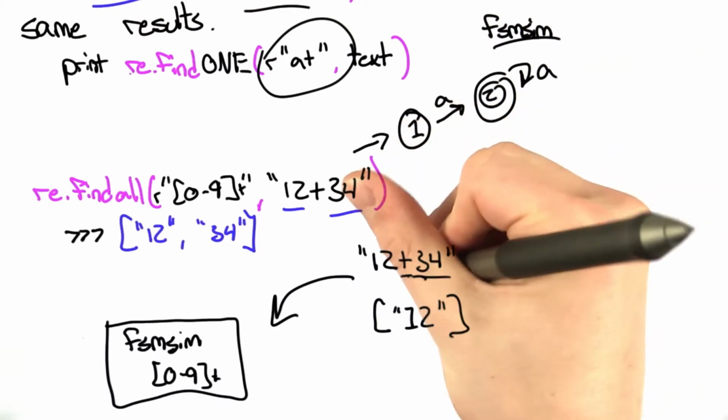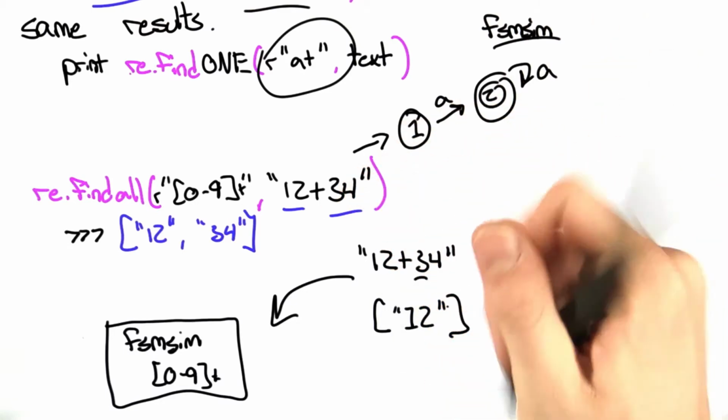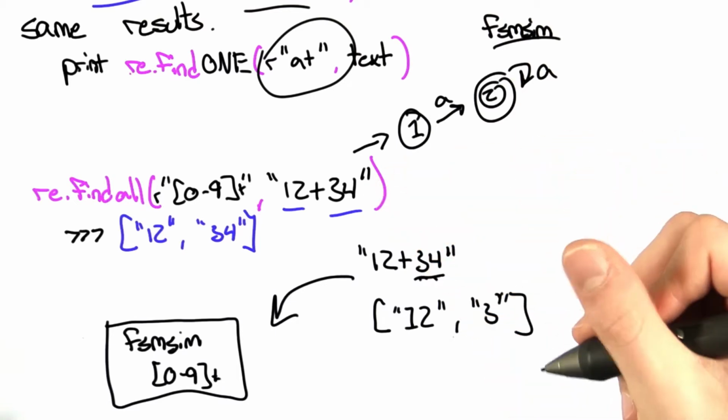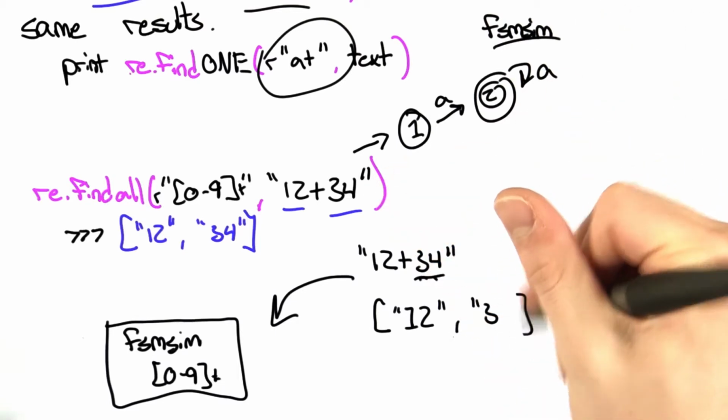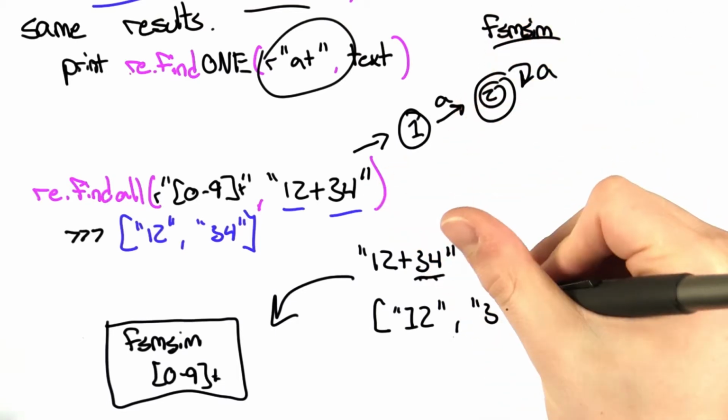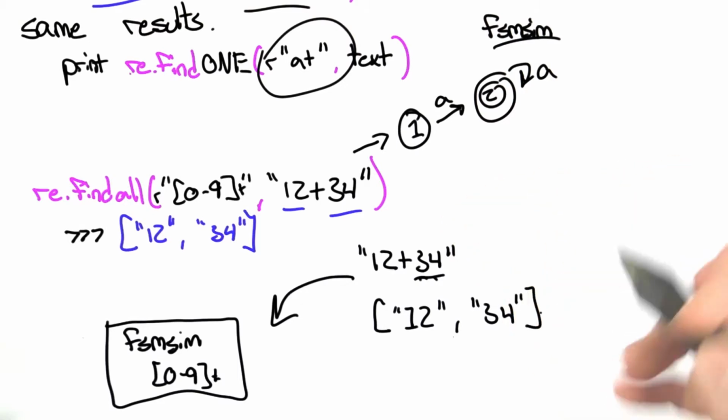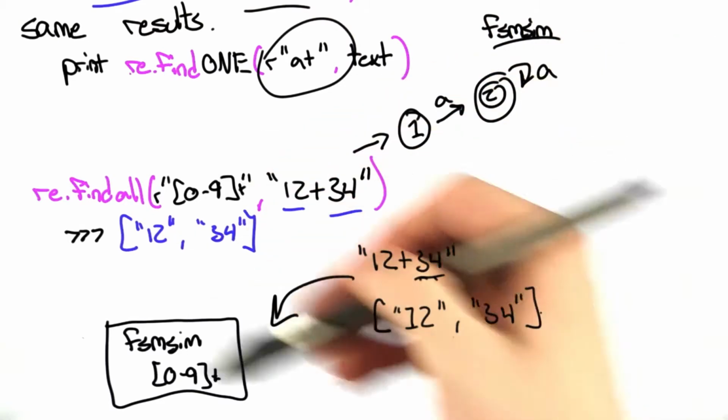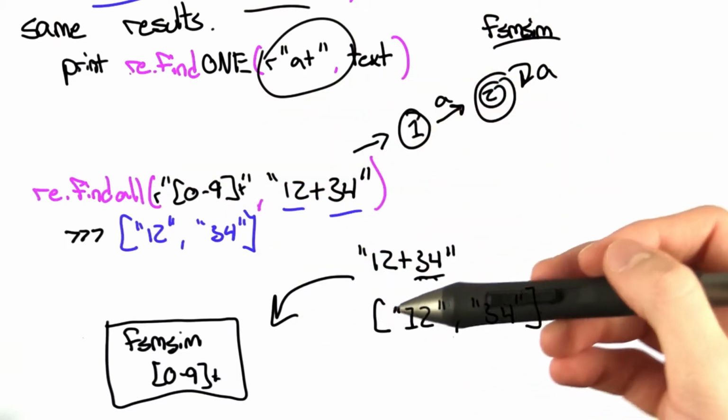So we're going to give up on the plus, and we're going to do the 3. 3 matches. Now we can try the 4. 3, 4 matches. And since that's all the characters left in the string, we're done. And that's how we can use FSM-SIM to simulate the same exact functionality of findAll.